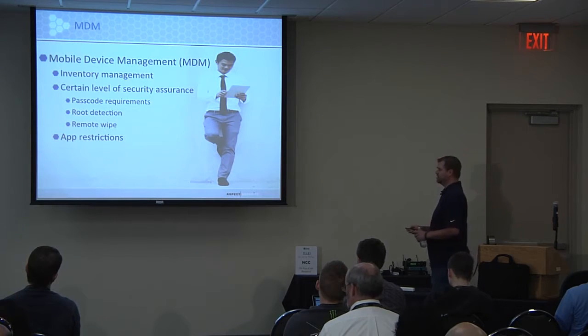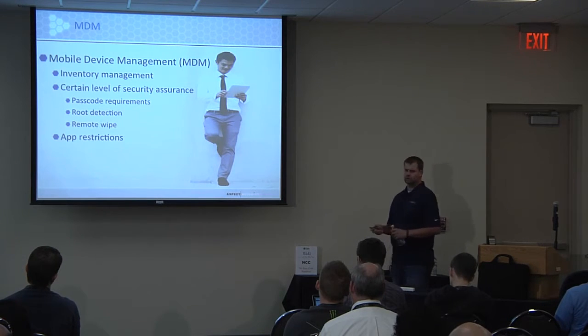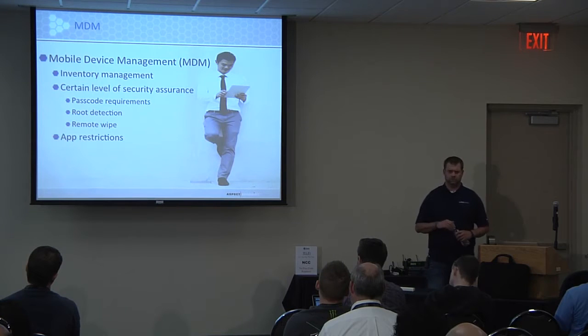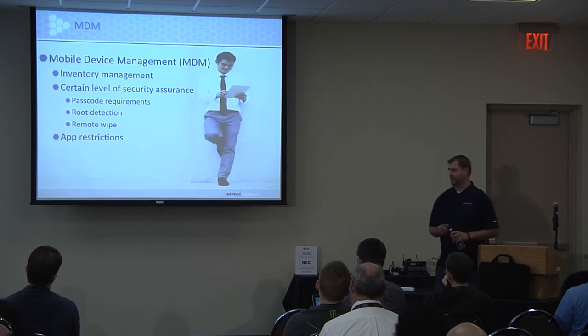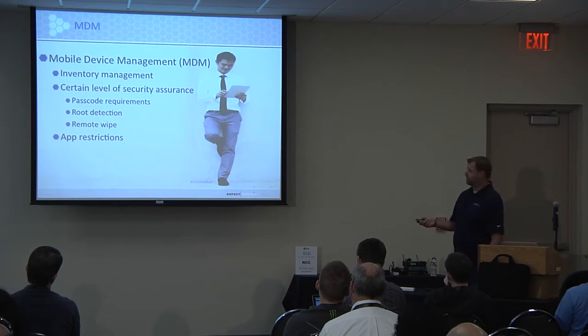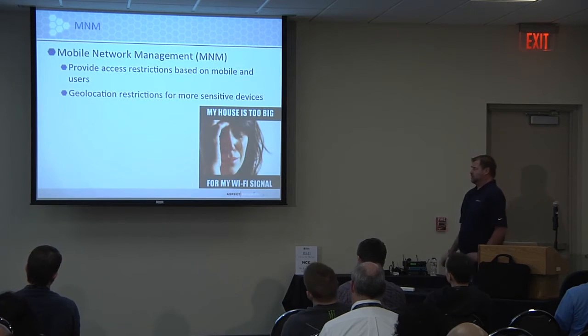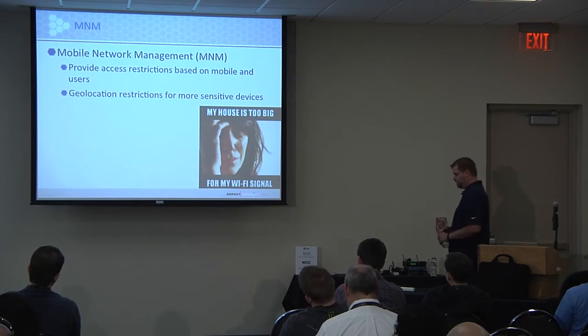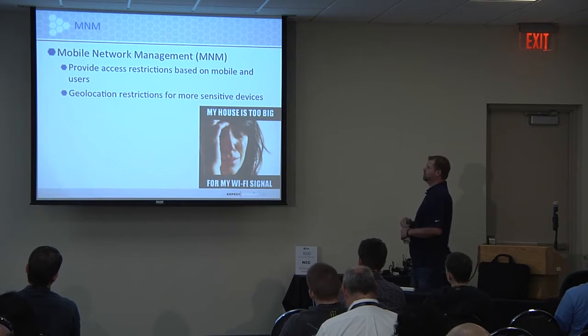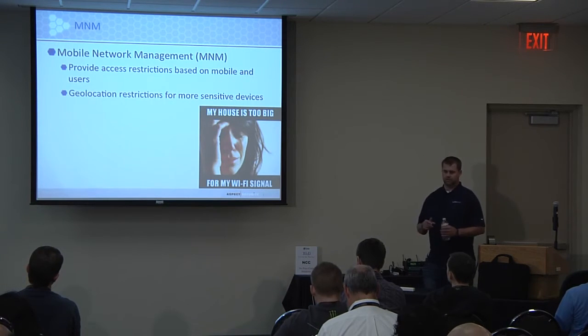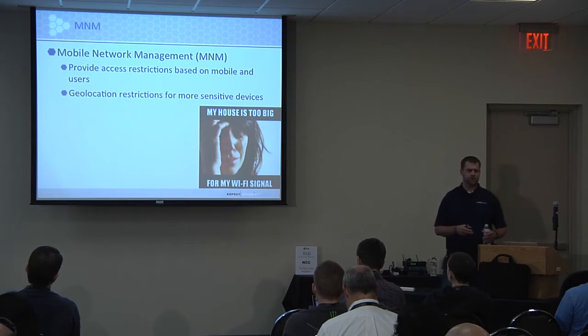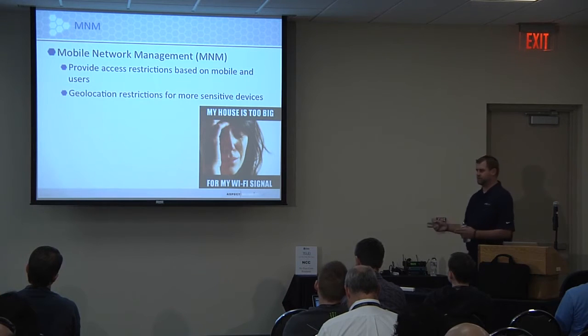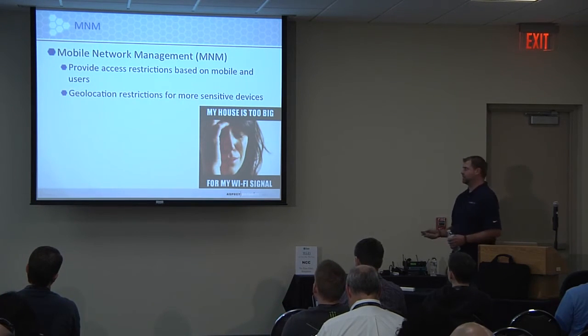And then app restrictions, I think, is probably the most important aspect here that organizations are struggling with, and that I'd recommend. And I'll talk about why in a minute. Mobile network management, another alphabet soup issue. Providing restrictions based on the mobile device itself, maybe the user of the mobile device. Maybe they're connecting to different Wi-Fi access points than their laptop would at work.